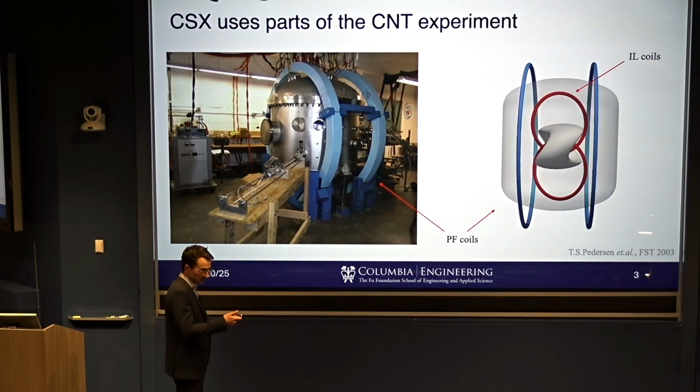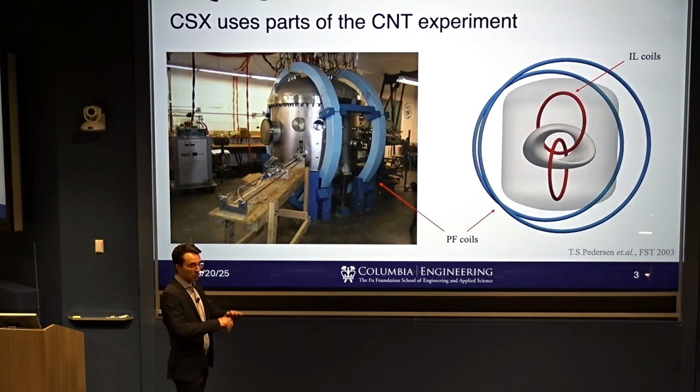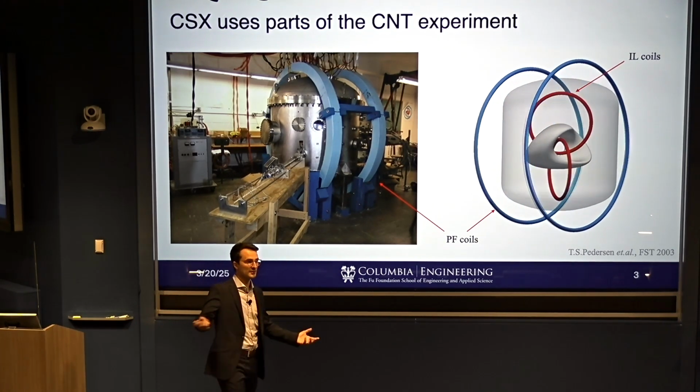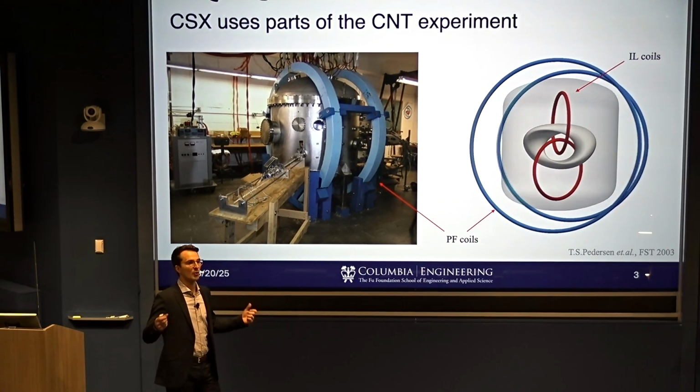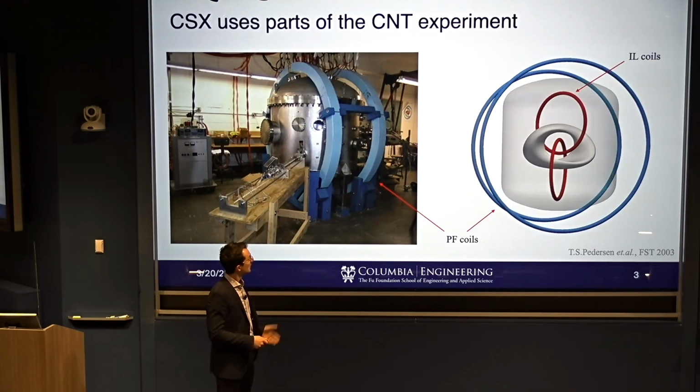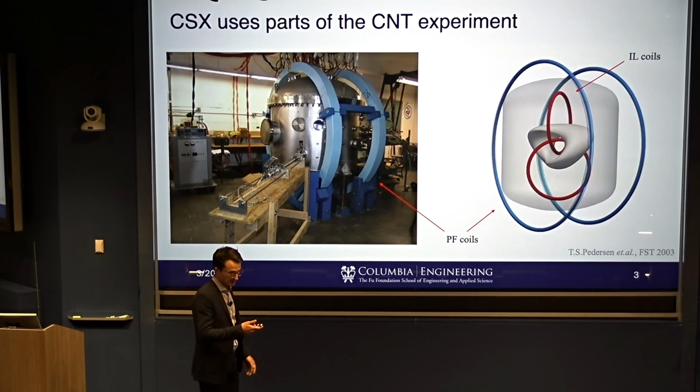Now, what we want to do is reuse all of this, except the interlinked coils. So we want to remove the interlinked coils, re-optimize them, wind them with non-insulated HTS technology, and have a quasi-axisymmetric plasma in there.